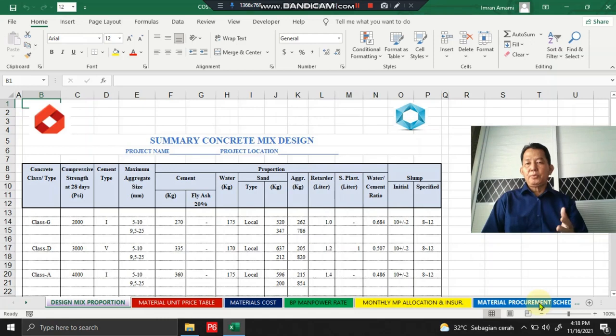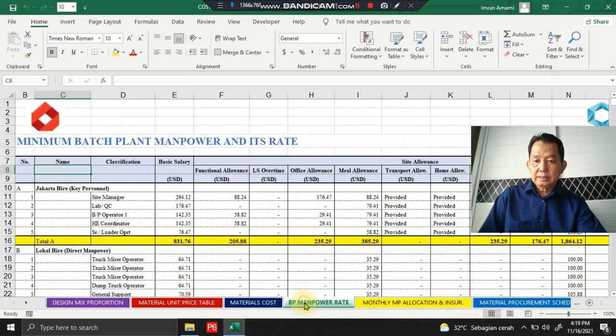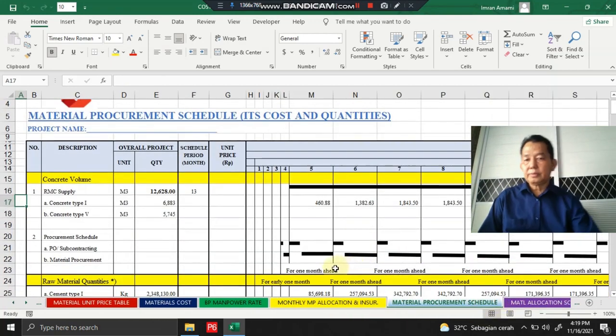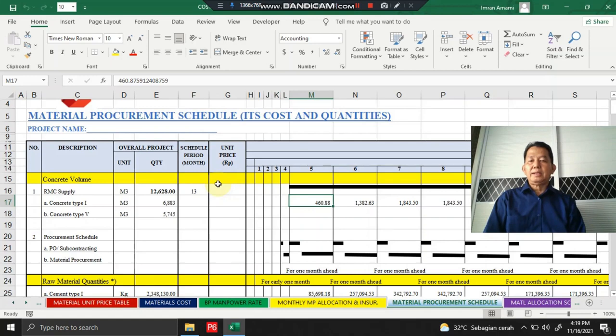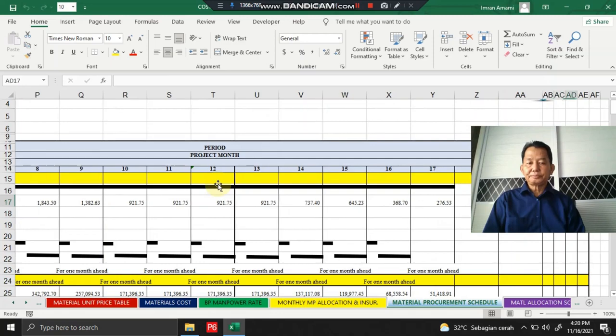Before we discuss this program, I would like to inform you of the terms and conditions applied for this program. First, the concrete volume for these projects covers 12,628 cubic meters of concrete type 1, 6,883 of concrete type 5, and 5,745. And the scheduled contract period is 13 months. We also have a monthly concrete demand schedule, as you see on the screen here.